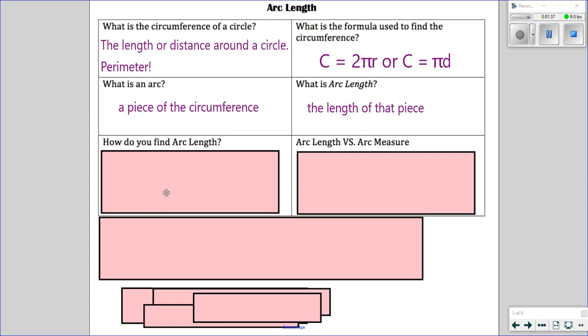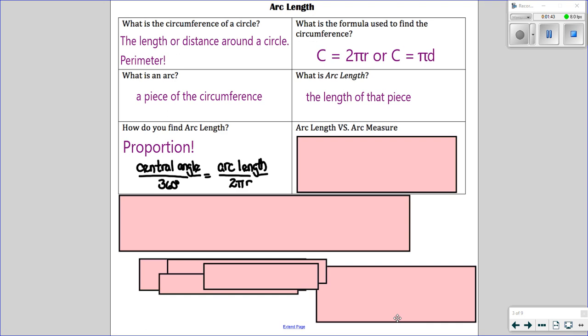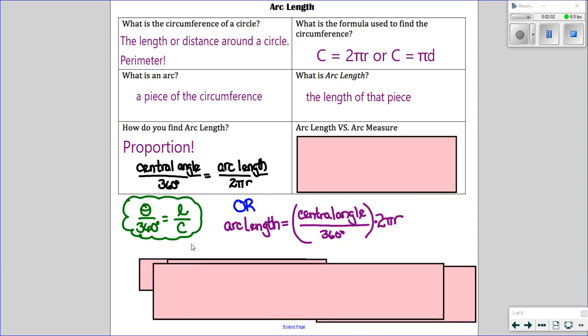So how would you find the arc length? Of course, you set up a proportion. It would be the central angle over 360 equals the arc length over the circumference. Based on whether you have the diameter or the radius, the circumference would be either 2 pi r or pi d. Using notations, you have the central angle, theta, that's the notation for angle, over 360 equals L. L represents the arc length, and C is for circumference. So this is the formula, the one in green, that you need to know.